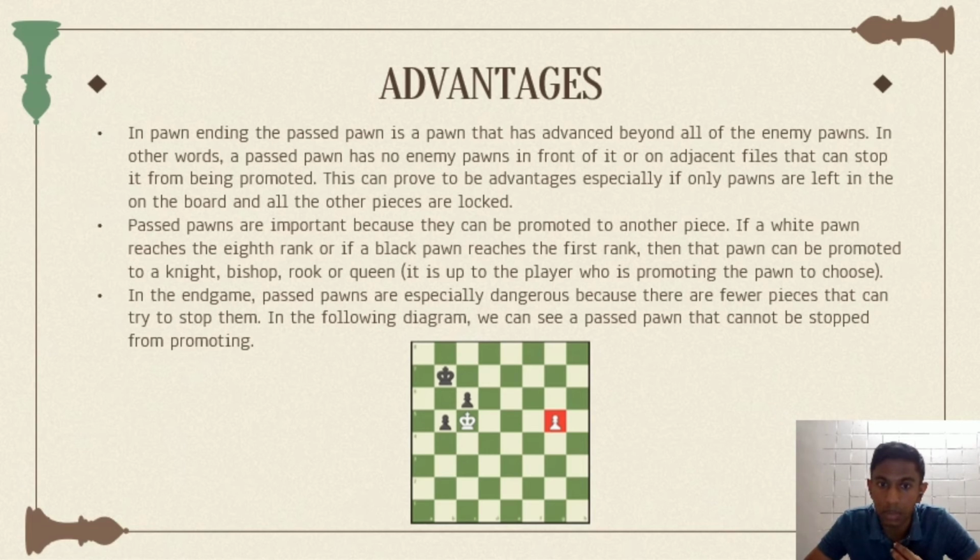Passed pawns are important because they can be promoted to another piece. If a white pawn reaches the 8th rank, or if a black pawn reaches the 1st rank, then that pawn can be promoted to a knight, bishop, rook or a queen. In the endgame, passed pawns are especially dangerous because there are fewer pieces that can try to stop them. In the following diagram, we can see the passed pawn that cannot be stopped from being promoted, which is the white pawn. These are some of the advantages of the pawn ending.